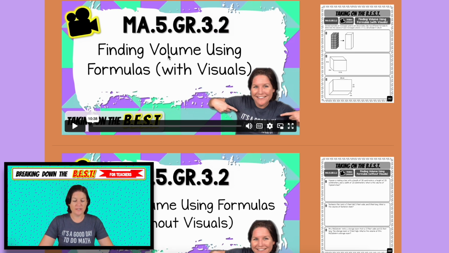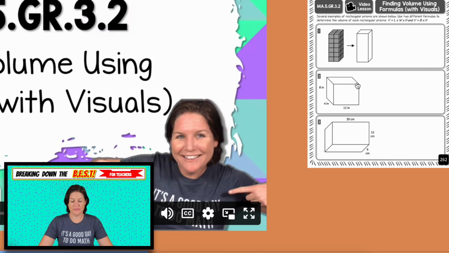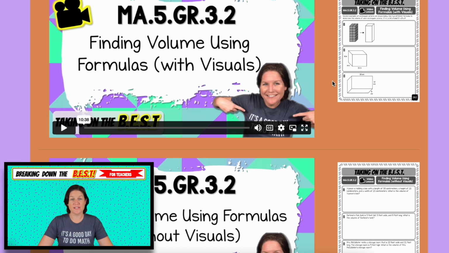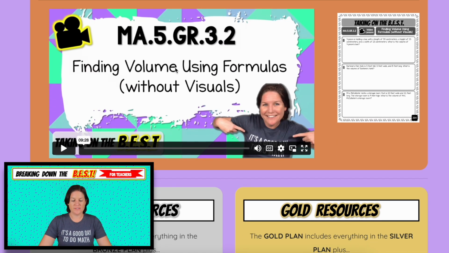we have finding volume using formulas with visuals. And you can see right here for number 1, we're connecting those unit cubes over to representing the edge lengths there. Connecting it, just in case they didn't make that connection in the last one, we're making it here. And then the second video lesson is finding volume using formulas without visuals provided.